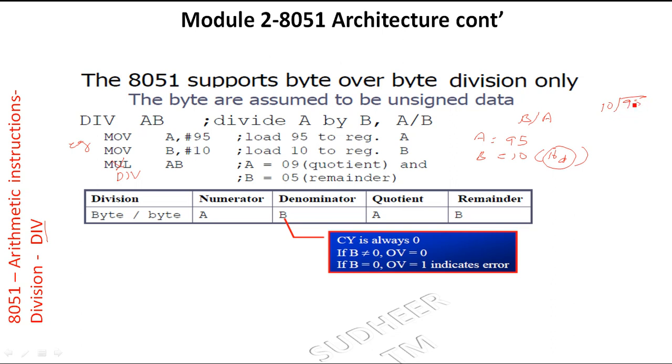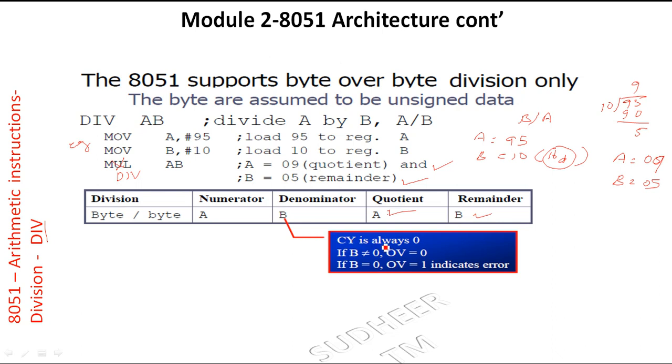Whether it is in the hexadecimal or decimal system, it follows the same division as in the decimal system. So 9 times 10 is 90, then the remainder is 5. So we will get A equal to 09. The accumulator quotient will be 09, and the remainder will be in the B register. So our answer quotient is in the accumulator register, and the remainder will be in the B register after the division instruction. Byte by byte, it performs A by B, with the quotient in the A register and the remainder in the B register.